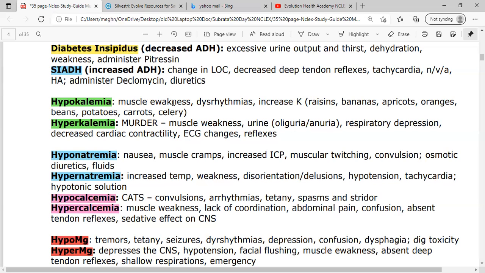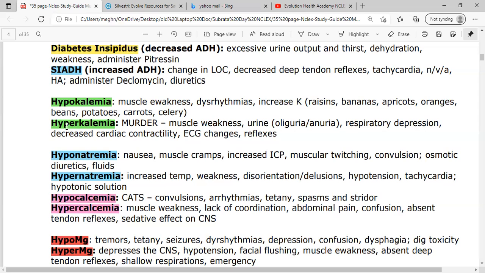In case of hypokalemia, we see muscle weakness, and the potassium level goes down in the blood. The patient presents with muscle weakness or dysrhythmias. Increase potassium-rich food. Potassium-containing foods are banana, apricot, orange, beans, potatoes, carrots, and kale.